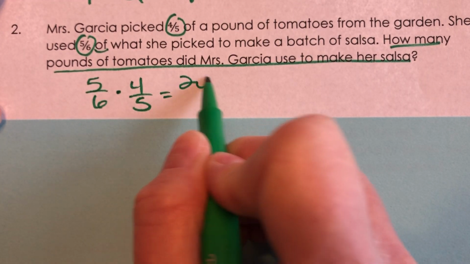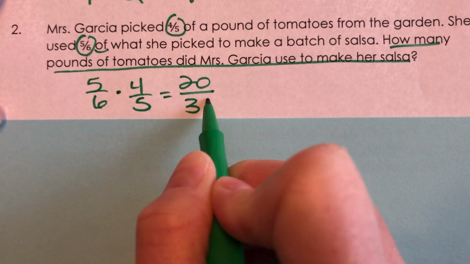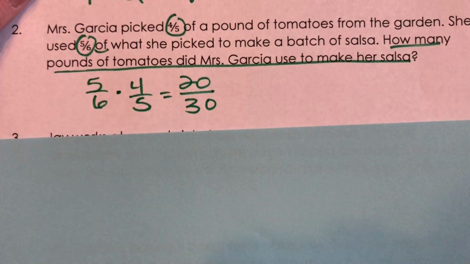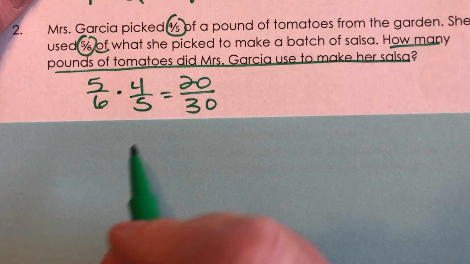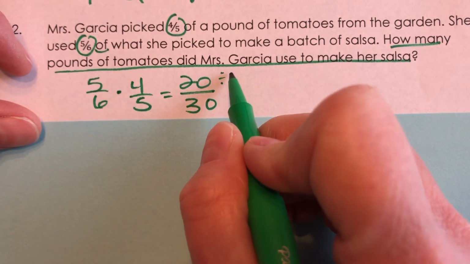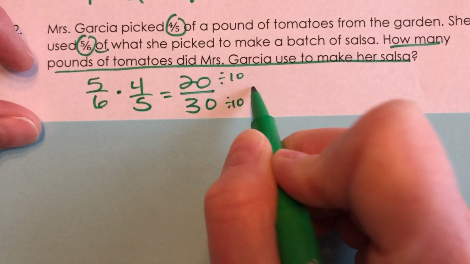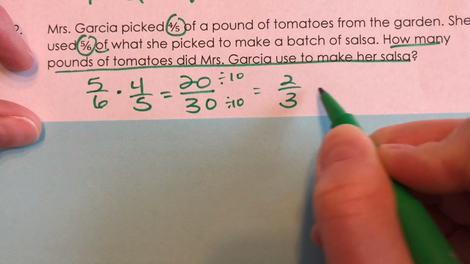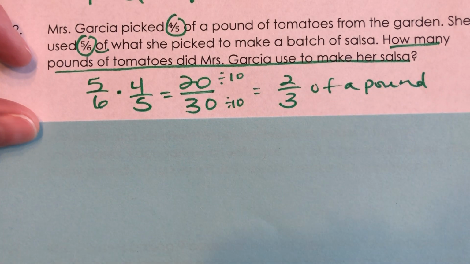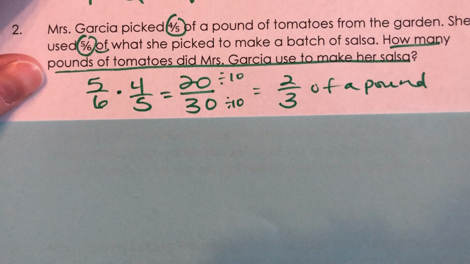5 times 4 is 20. 6 times 5 is 30. I'm hoping you didn't leave your answer like this. If you did, it's not the end of the world. But now look at that. 20 over 30. What's the largest number that goes into 20 and 30? 10. I can divide them both by 10, and I would get 2/3 of a pound. 2/3 of a pound of tomatoes. Okay, next one. Erase that.